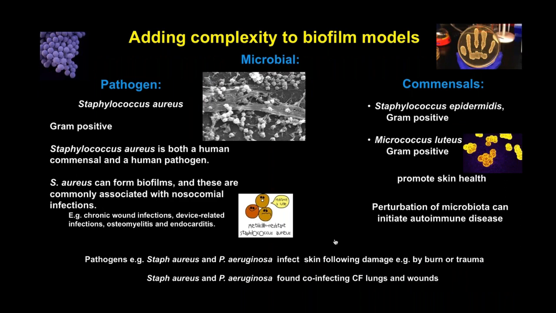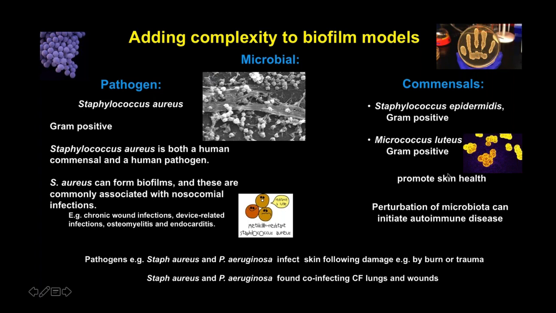So that's all well and good to look at the simplest types of biofilms, but nature is a bit more complicated. So we've also tried to see how well this works in polymicrobial situations. And the first one I'm going to show you is where we've put some commensals, which includes Staphylococcus epidermidis, a gram-positive, and Micrococcus luteus, also gram-positive, which promote skin health. And when they're perturbed, you can also get initiation of autoimmune diseases.